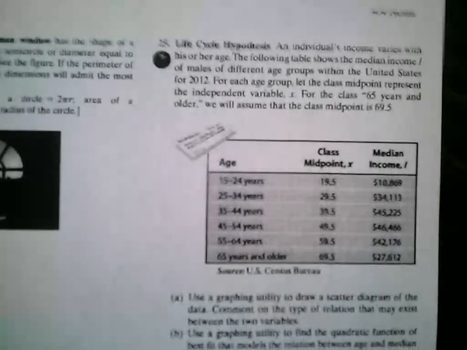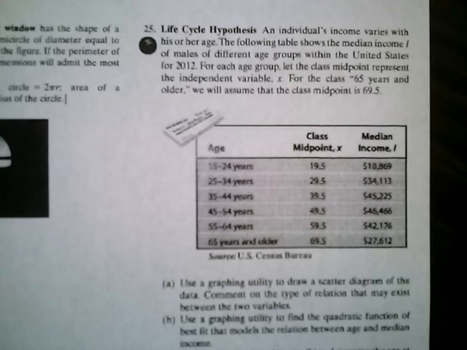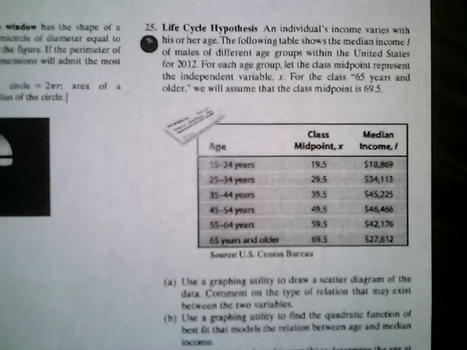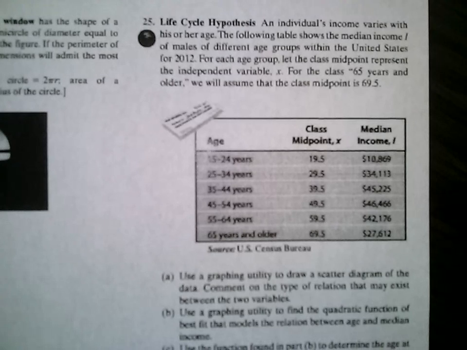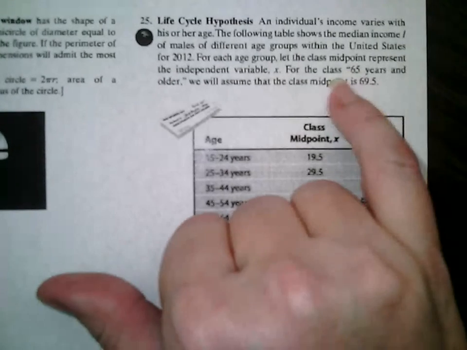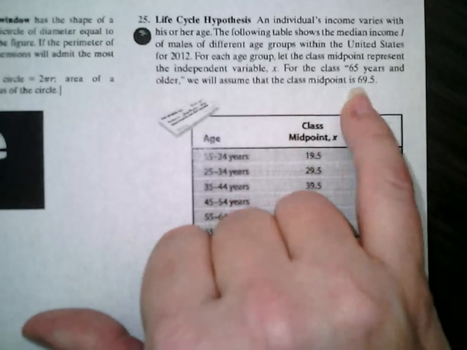Moving on. Life cycle hypothesis. An individual's income varies with his or her age. The following table shows the median income I of males of different age groups within the United States for 2012. For each group, let the class midpoint represent the independent variable x, and for the class 65 years and older, we will assume that the class midpoint is 69.5.